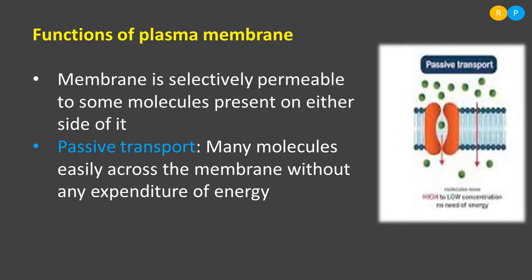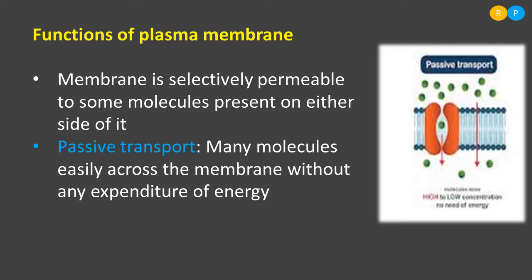This diagram shows how passive transport takes place across the membrane. You can see that outside the plasma membrane, more molecules are there, and inside the plasma membrane, towards the cytoplasmic region, the number of molecules is very less. This is called a concentration gradient. They are not the same in concentration. In one region more molecules are there, in another region fewer molecules. So automatically the movement of molecules takes place from higher concentration to lower concentration.